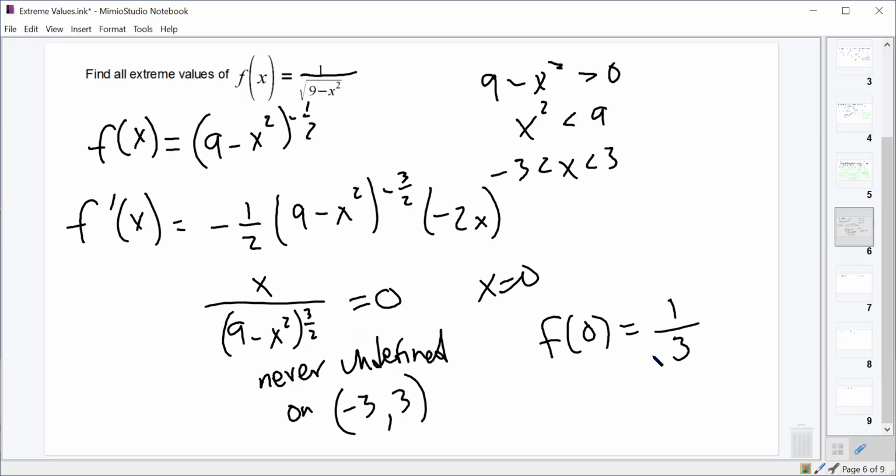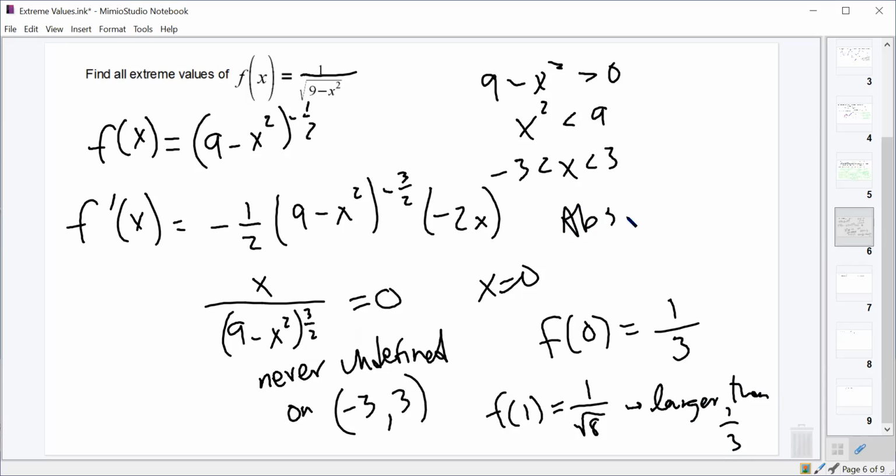One-third, right? And how do we know if that's a max or a min? By testing points around 0? Yeah, we can just test a point to the right of 0, something between 0 and 3. So what's f of 1? f of 1 is 1 over root 8. Well, which one is larger, 1 over root 8 or 1 over 3? 1 over square root of 8 is larger than 1/3. So we have an absolute min of 1/3 at x equals 0.